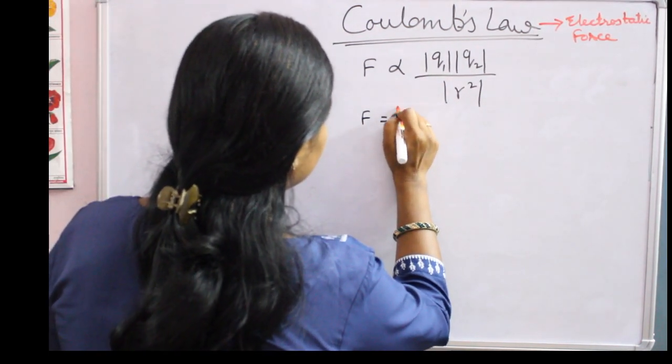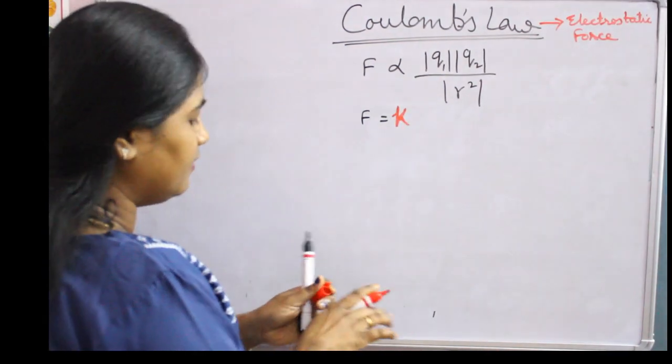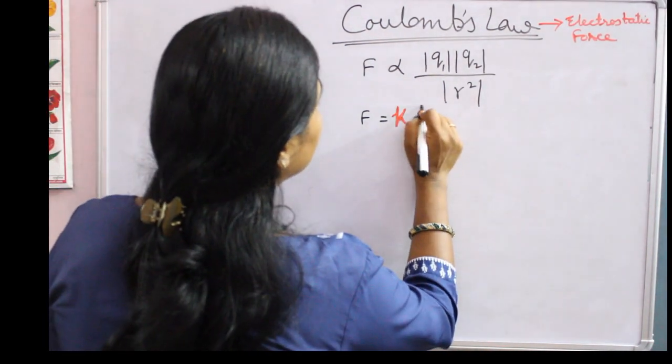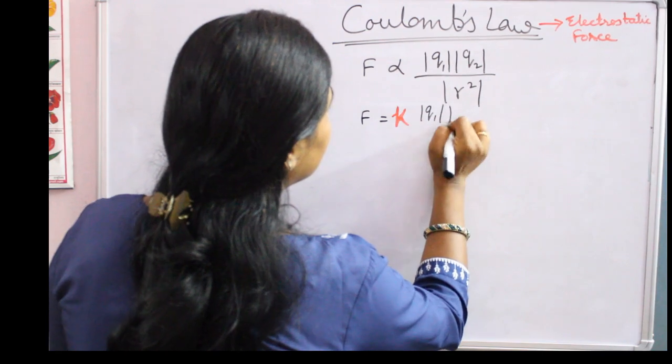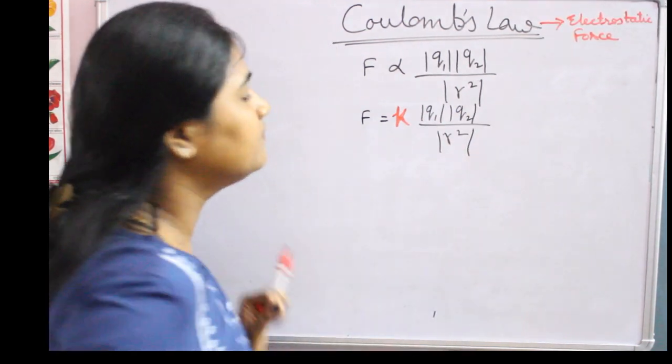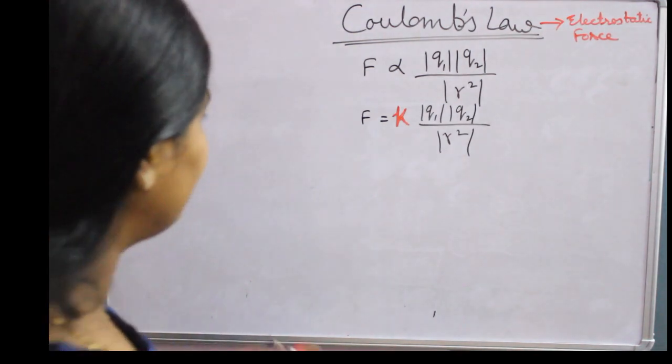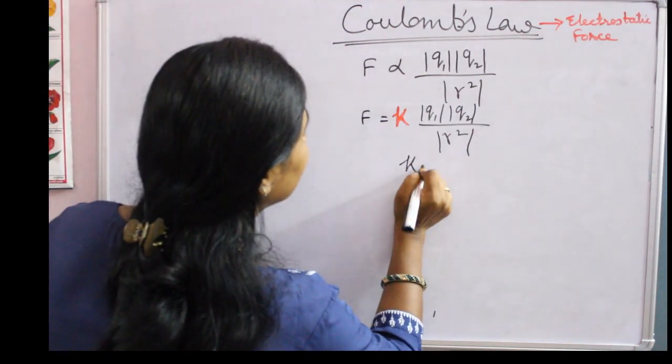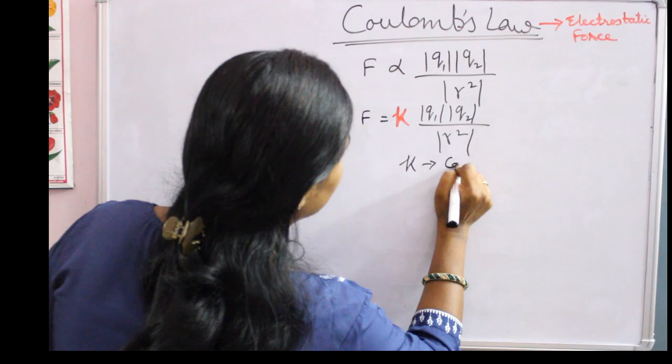K. क्या है ये? K. ठीक है? K Q1 Q2 upon R square. Done? Now what is K? K is what? K is your Coulomb's force constant.